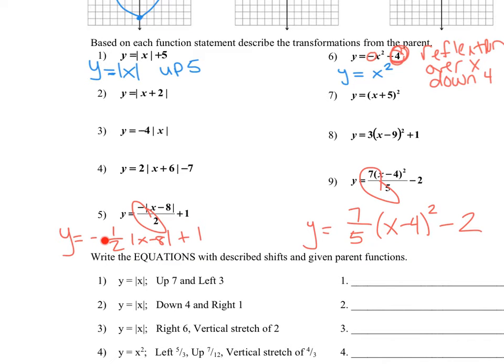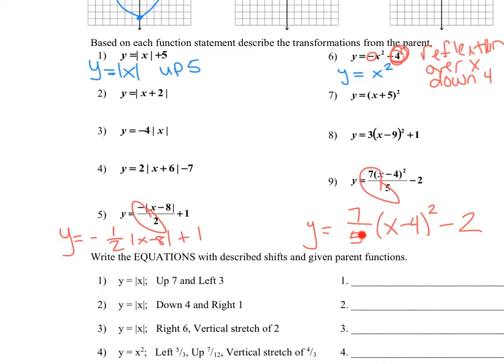So for this guy here, there's the negative, the half, the -8, and the +1 occurring at the same time. The negative in front of the absolute value bars is going to reflect over the x-axis. The 1/2 is going to cause that vertical shrink. The x minus 8 is inside the absolute value bars, so this will cause a right shift 8 units. And this +1 will cause an up 1 shift vertically.